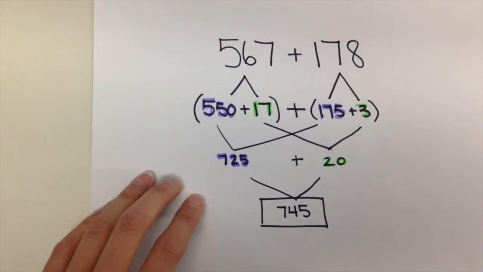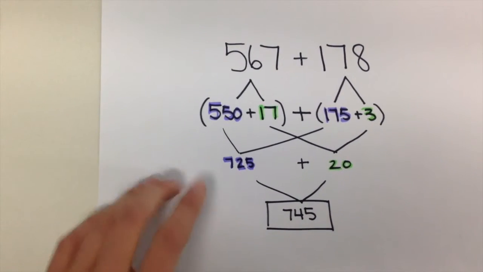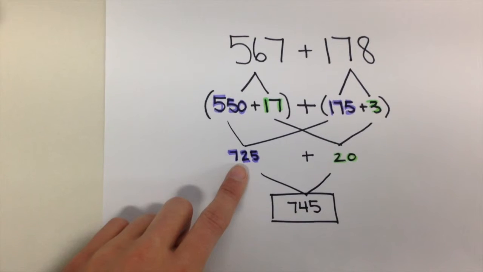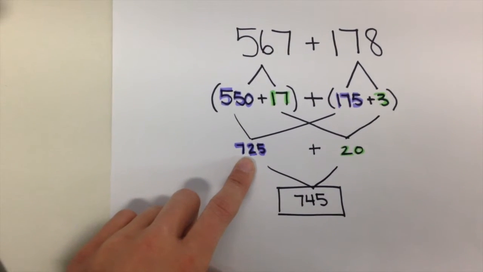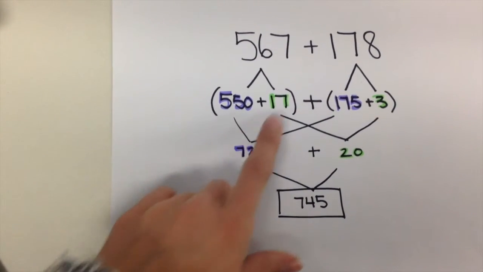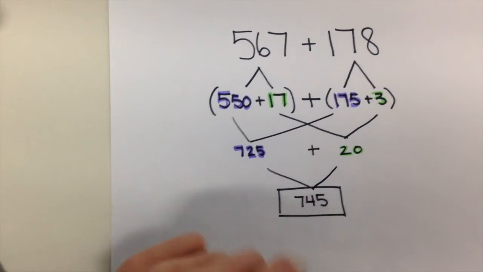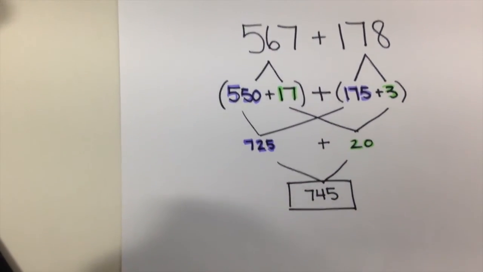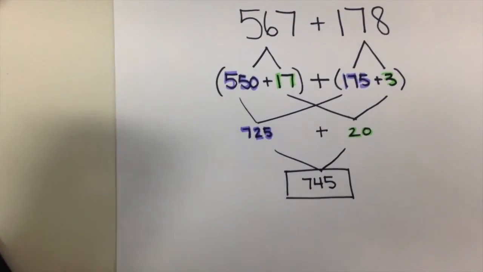I would then add the two 3-digit terms designated by the color purple to get a partial sum of 725. The next partial sum would come from the remaining terms of 17 plus 3, which equals 20. I would finally add these two partial sums to come to my final sum of 745.